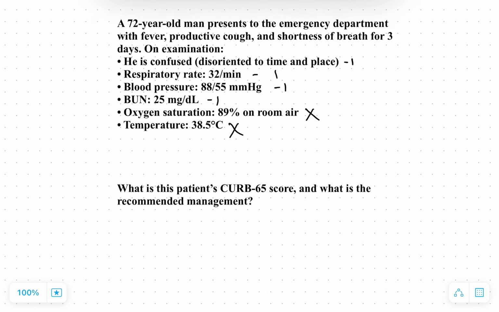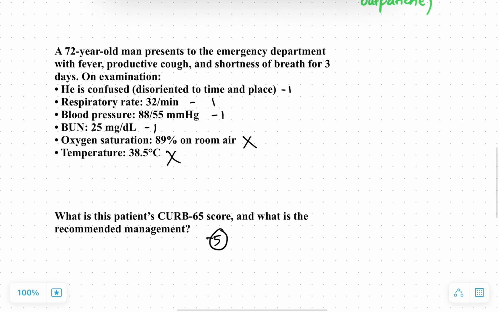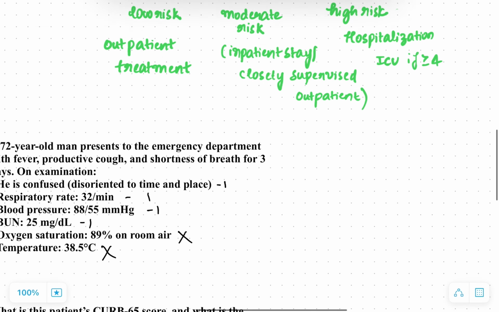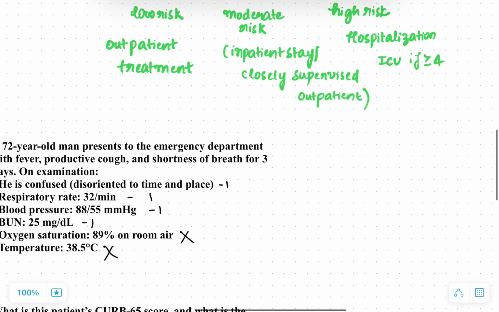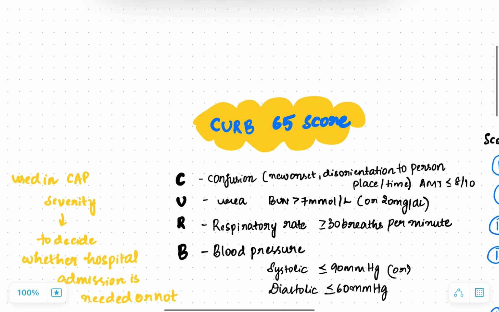So the CURB-65 score will be 5. So the patient will need inpatient hospitalization. ICU settings is needed. The management recommended is hospitalization with ICU settings, since the score is more than 4 and the patient has very high risk. So this is the CURB-65 score and its importance.